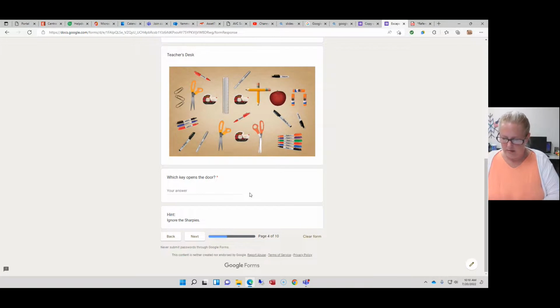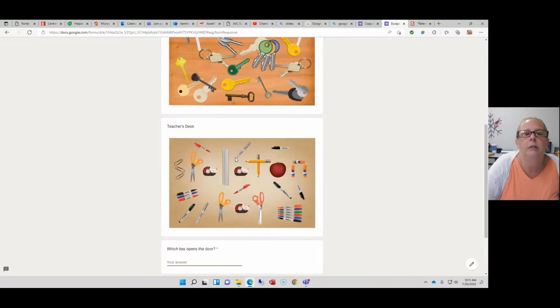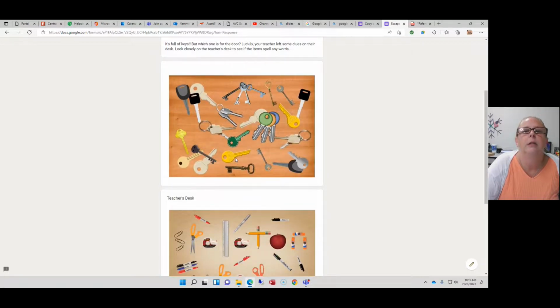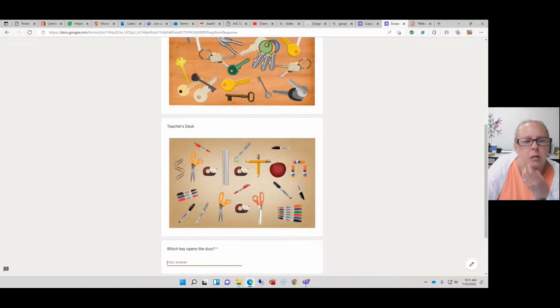What do you guys think? What do we think this answer is? Luckily, your teacher left some clues on their desk. Look closely on the teacher's desk to see if the items spell any words.